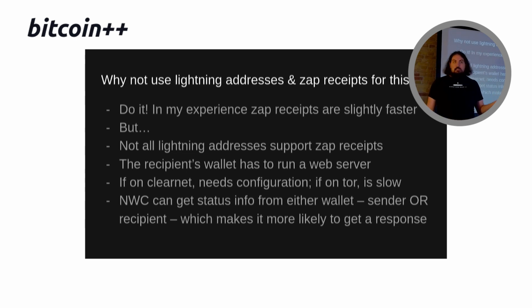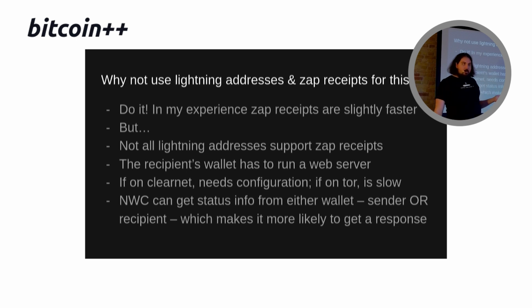But of course, not all Lightning addresses support Zap receipts. It also requires the recipient's wallet to be running a web server or communicating with a web server somehow. And if you're doing that on ClearNet, you need to set that up, and it's kind of a hassle for users. Perhaps this is why a lot of people use custodians on Nostr, is for Zaps. And if you're doing Tor, well, it's slow and it's unreliable, and you might not get the message.